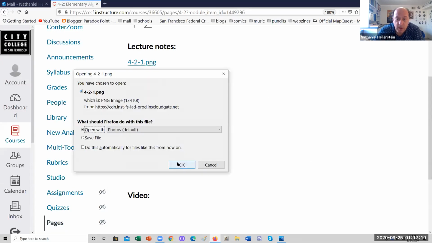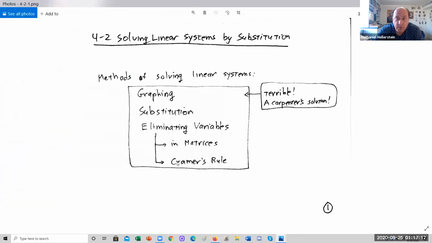We start with solution by substitution. There are several ways to solve these systems. We can solve by graphing, by substitution, and by something called eliminating variables. We could use matrices to do so, or there's something called Cramer's rule.